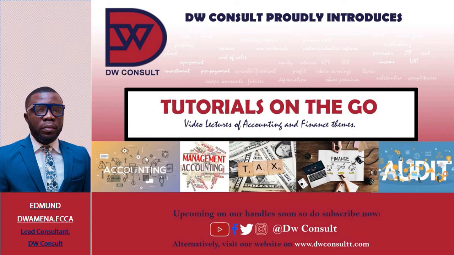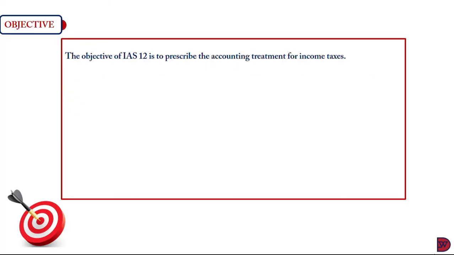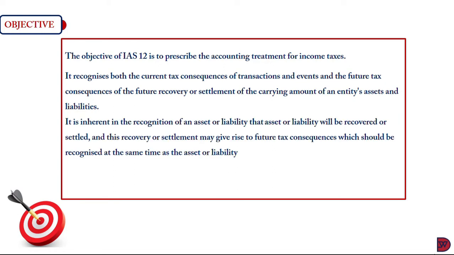Now, to this episode's lecture. Income tax, IAS 12. The objective of IAS 12 is to prescribe the accounting treatment for income taxes. It recognizes both the current tax consequences of transactions and events and the future tax consequences of the future recovery or settlement of the carrying amount of an entity's assets and liabilities. Now, it is inherent in the recognition of an asset or liability that the asset or liability will be recovered or settled, and this recovery or settlement may give rise to future tax consequences, which should be recognized at the same time as the asset or liability.